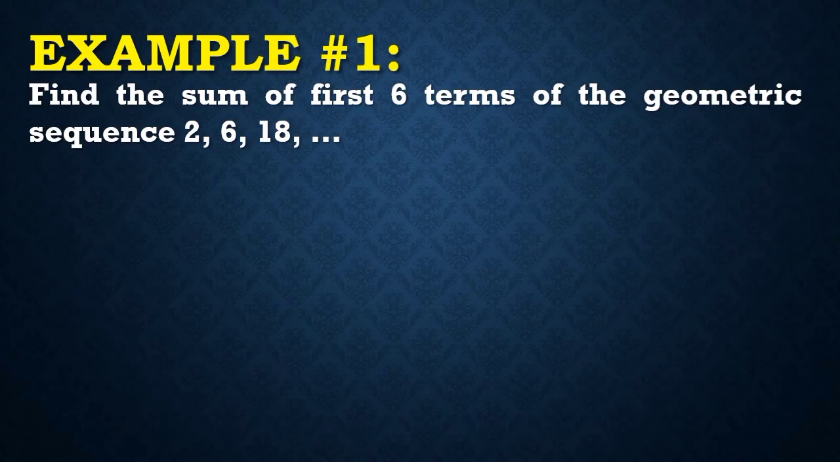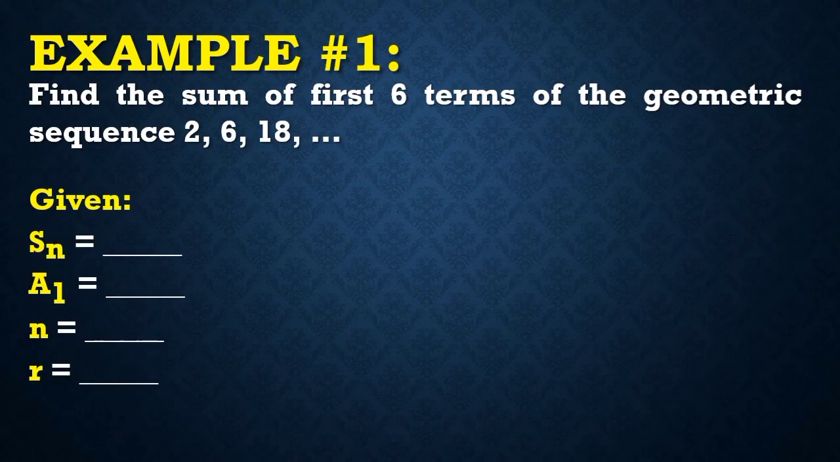Find the sum of the first 6 terms of the geometric sequence 2, 6, 18, and so on. Okay, so let's identify the given. S sub n, kukunin natin dito is yung sum ng first 6 terms. And then a sub 1, the first term, is 2. N is 6, kasi nga, 6 terms ang kinukuha natin na sum.